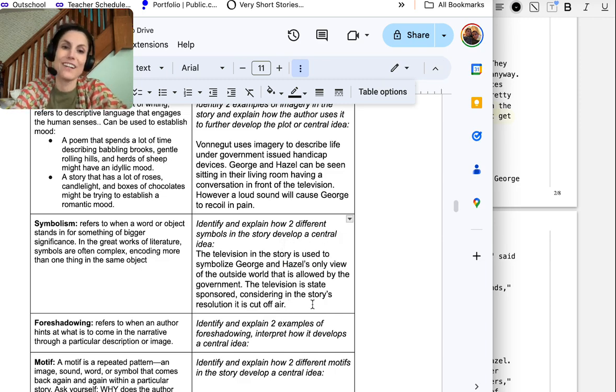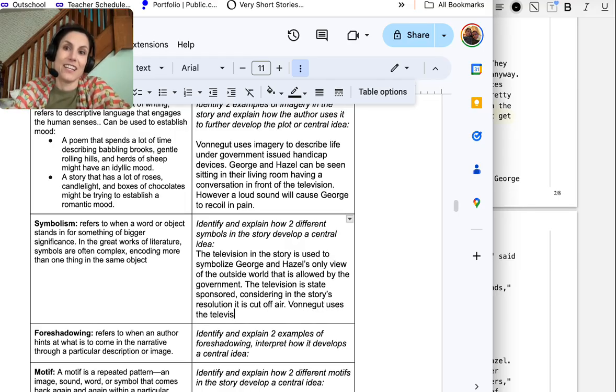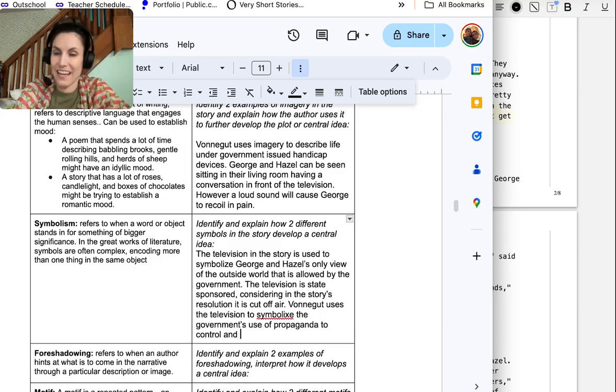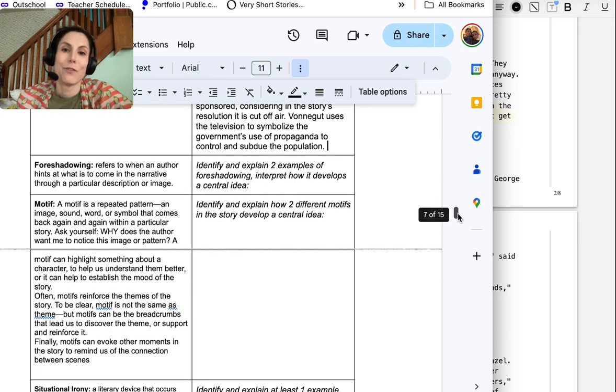If I say more, we can say Vonnegut uses the television to symbolize the government's use of propaganda to control and subdue the population. That would be a major symbol. They're both sitting there watching TV, and it's the only way they even hear about their son, which obviously they forgot about, as foreshadowing.